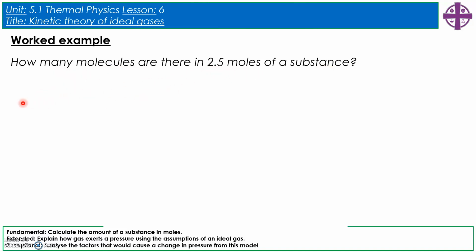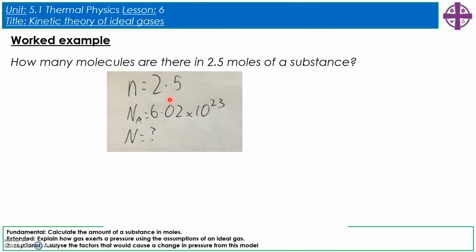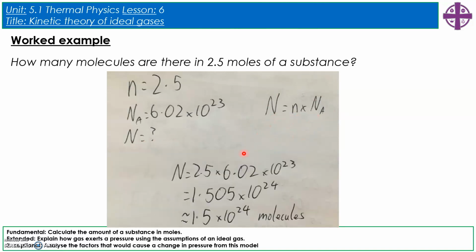Well, if I've got 2.5 moles of it, then that means my n value is 2.5, number of moles 2.5. The Avogadro constant number is always 6.02 times 10 to the power of 23. And my N, number of molecules, is what I'm looking for. Using the equation, I don't have to rearrange it, I just stick the values in, and multiplying everything out, I should come to 2 sig figs, 1.5 times 10 to the power of 24 molecules. So have a look through that.